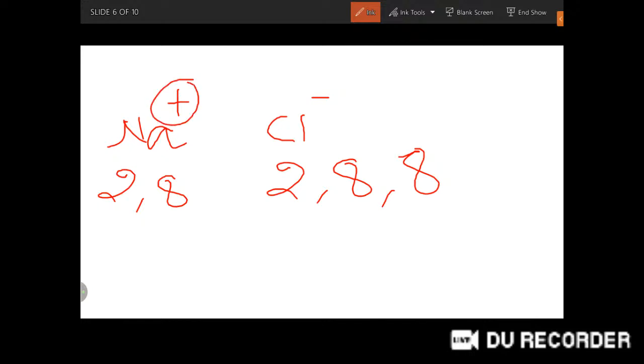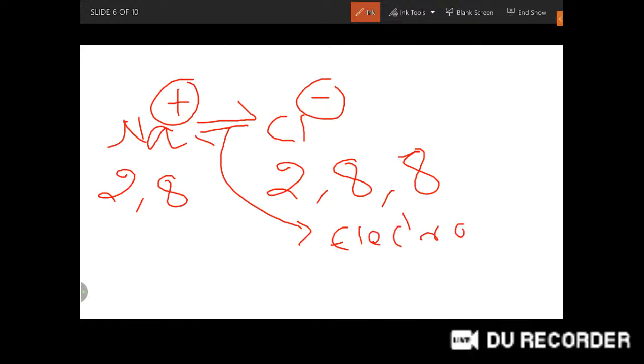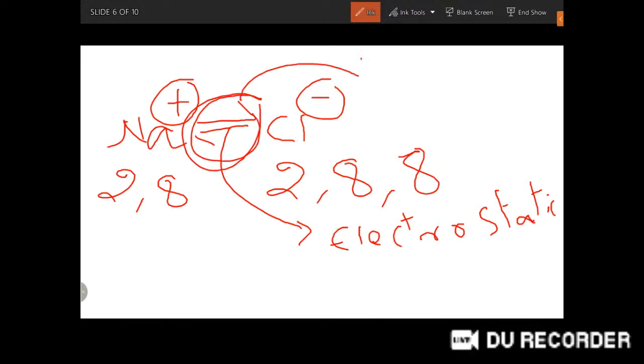Now between positive and negative, there is always an attraction. That attraction we will represent like this. And what is the name of this attraction? This is known as electrostatic force of attraction. Please note it down. This attraction, or this bond, is nothing but your electrovalent bond or ionic bond.